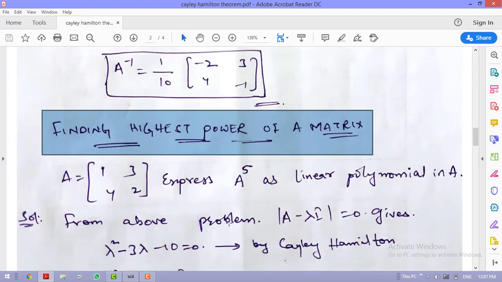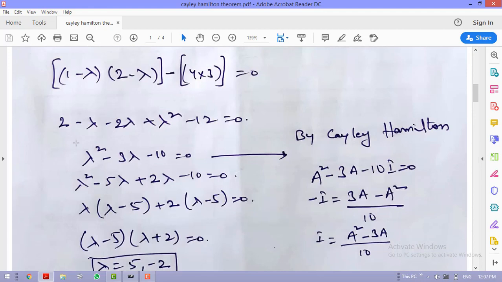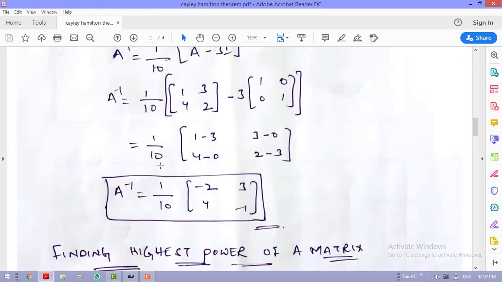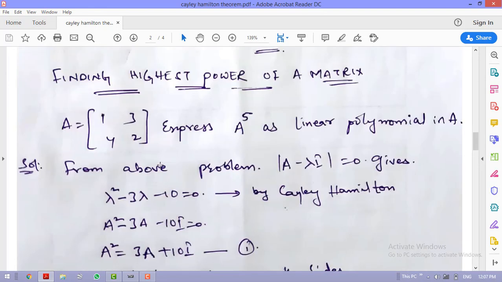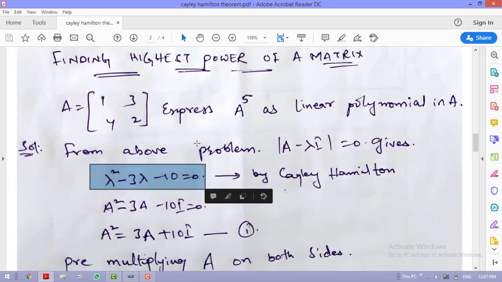So from the above problem, A minus lambda I, this is the point from where you have to find out the Cayley-Hamilton theorem and its highest power, meaning A inverse and A power 5. You can find it out from this particular point. Once I simplified this matrix, A minus lambda I determinant is equal to 0 in the characteristic equation, I got this particular equation.